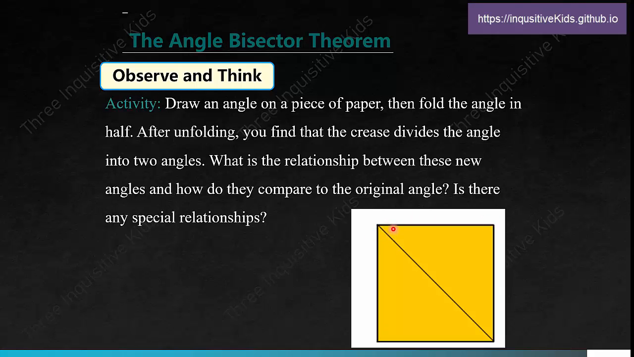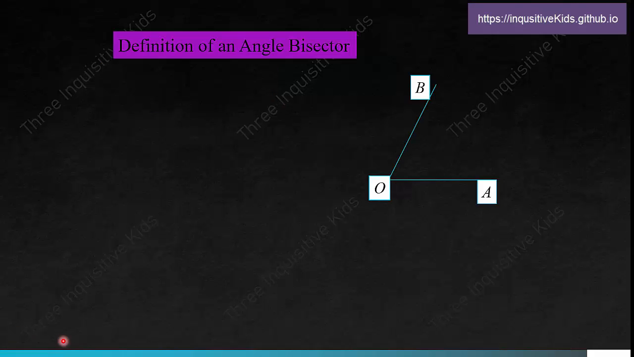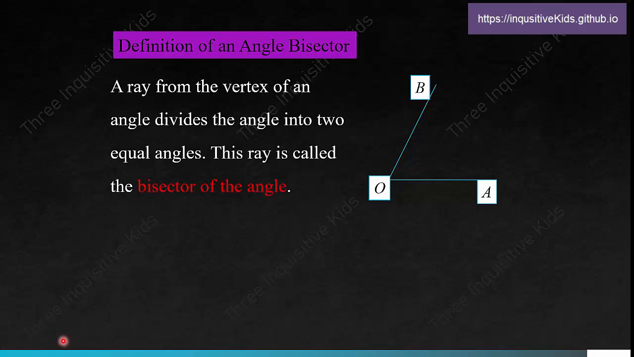into two angles. What is the relationship between these two new angles, and how do they compare to the original angle? Are there any special relationships? As you might have noticed, the following observations, and that is the definition of an angle bisector.